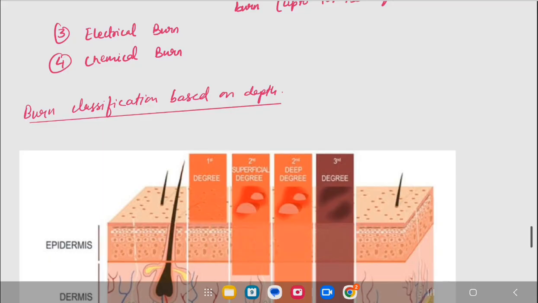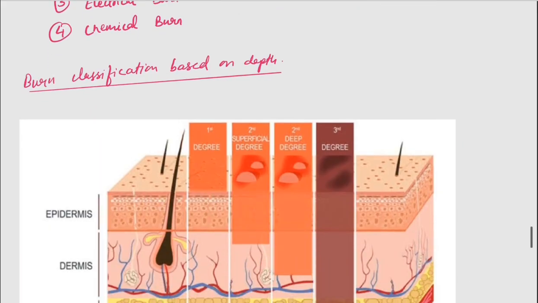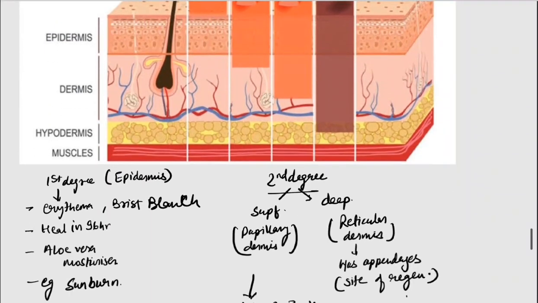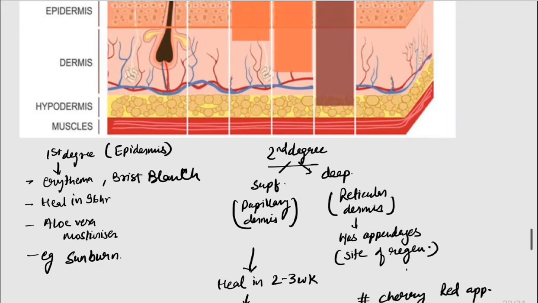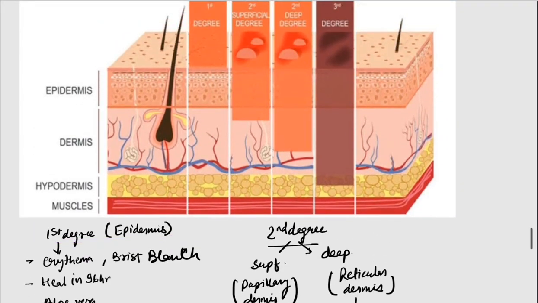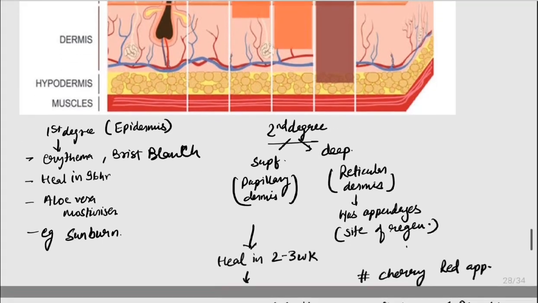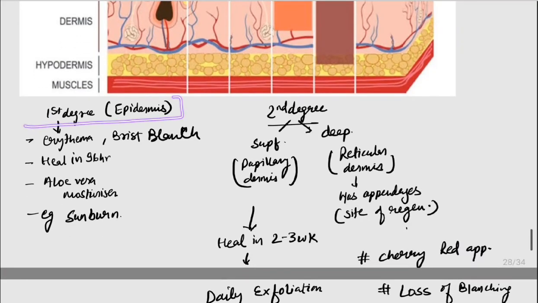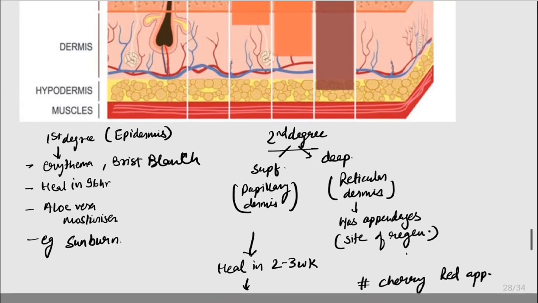Now coming to the burn classification based on depth. In case of first degree burn, only the epidermis layer is involved. Dermis is not involved. In first degree burn, there is only erythema and there is brisk blanching. It heals in 96 hours. Advice is only aloe vera moisturizer. For example, sunburn is a type of first degree burn.